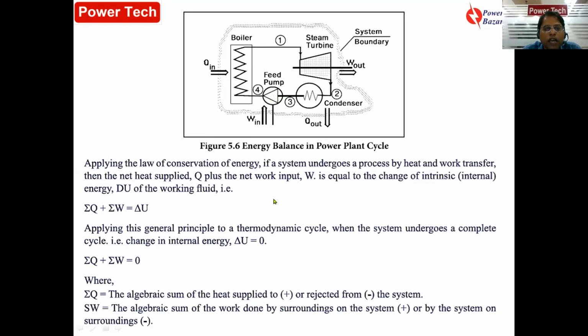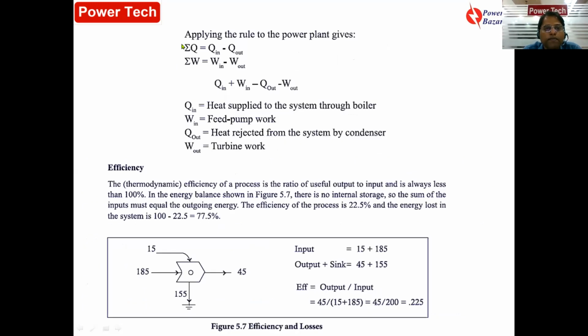Now with this, if I come to these problems, what will happen? Delta Q is equal to Q in, the thermal energy, the coal energy going into the system, minus the thermal energy going out of the system. W in minus W out: the feed pump is doing some work, and the turbine is giving output energy. So the pump is giving some input work, and the turbine is removing output work. So Q in plus W in minus Q out minus W out. This is basically the equation.